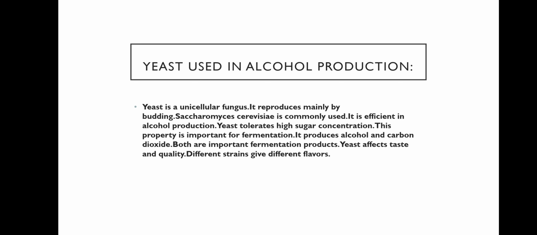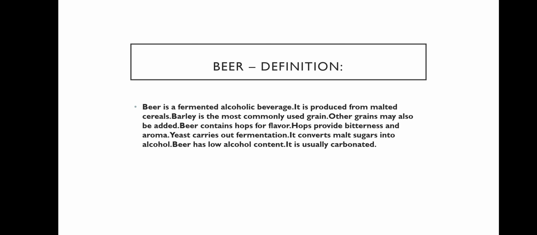Yeast used in alcohol production. Yeast is a unicellular fungus. It reproduces mainly by budding. Saccharomyces cerevisiae is commonly used. It is effective in alcohol production. Yeast tolerates high sugar concentration. It is important for fermentation. It produces alcohol and carbon dioxide. Both are important fermentation products. Yeast affects taste and quality. Different strains give different flavors.